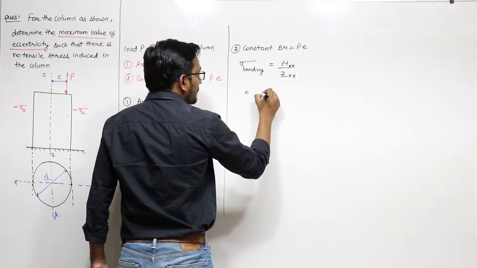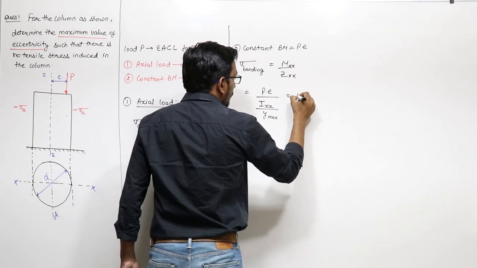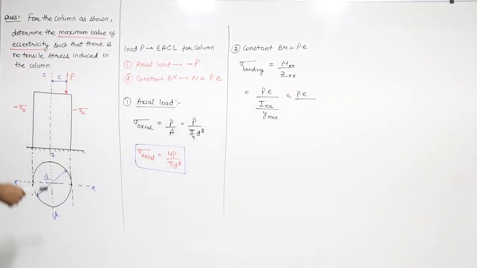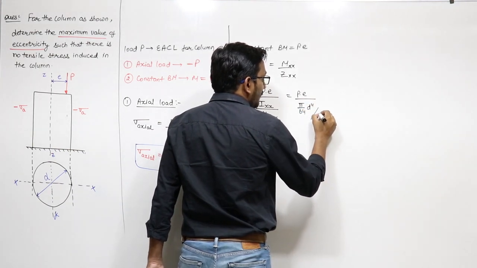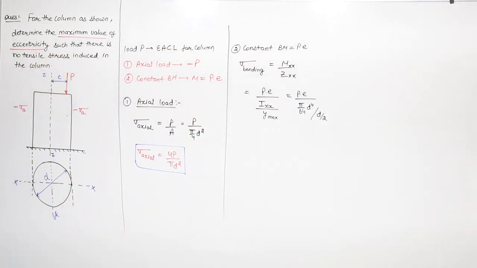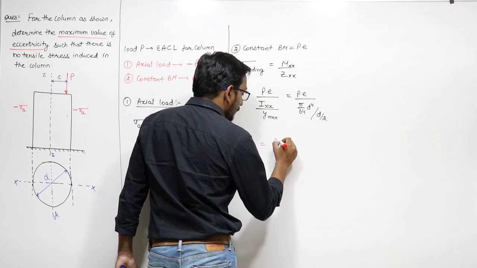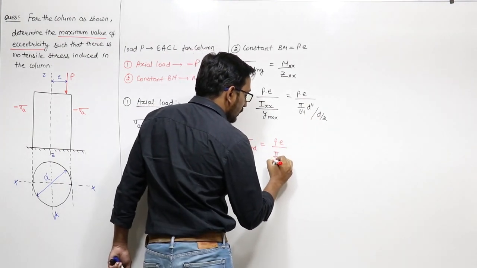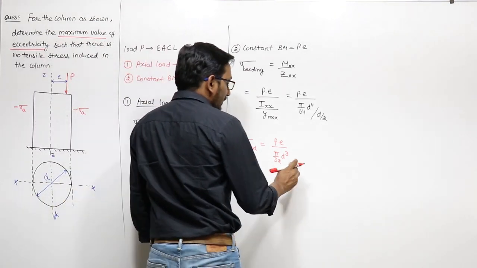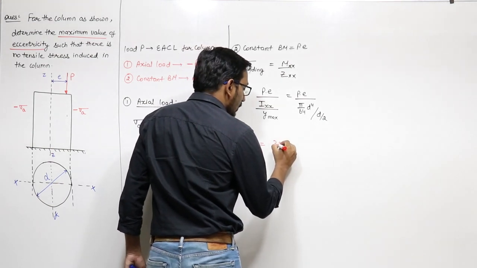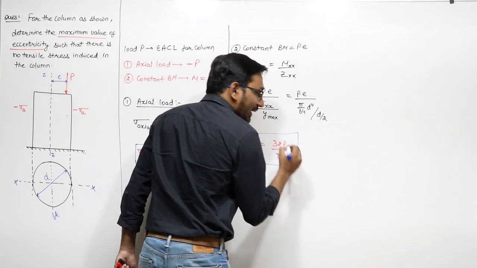So bending stress is P into e upon moment of inertia about X axis upon Y max. This is equal to P into e upon, what is the moment of inertia for a circle, pi by 64 d raised to power 4, divided by d by 2. Y max is this d by 2. So from here you can write that bending stress will be equal to P into e, this is pi by 32 d raised to power 3. If you solve this, it is pi by 32 d raised to power 3. So I can write this as 32 P e upon pi d cubed. This will be your bending stress.